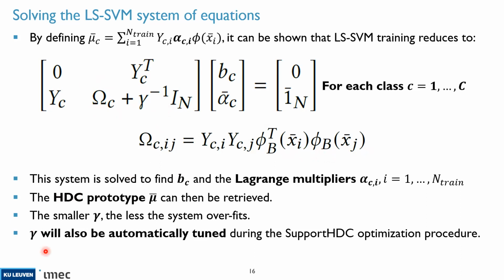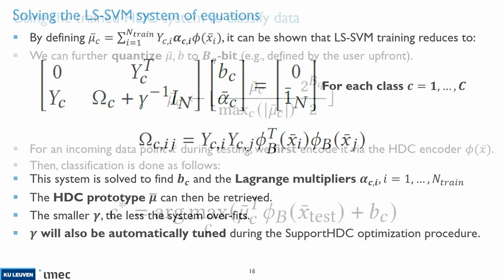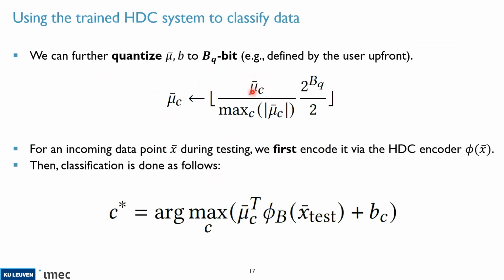As I said, this gamma parameter will also be automatically tuned by the support HTC optimization procedure. We have a kind of meta procedure, let's say, above the training step that I'm showing here that will address that. And then finally, when you have learned these SVM weight vectors, or interchangeably again, these HTC prototype vectors, you can simply quantize them, for example, to a certain bit precision, to B bits, by simple quantization steps, to again simplify the hardware. You don't want to use floating point values.